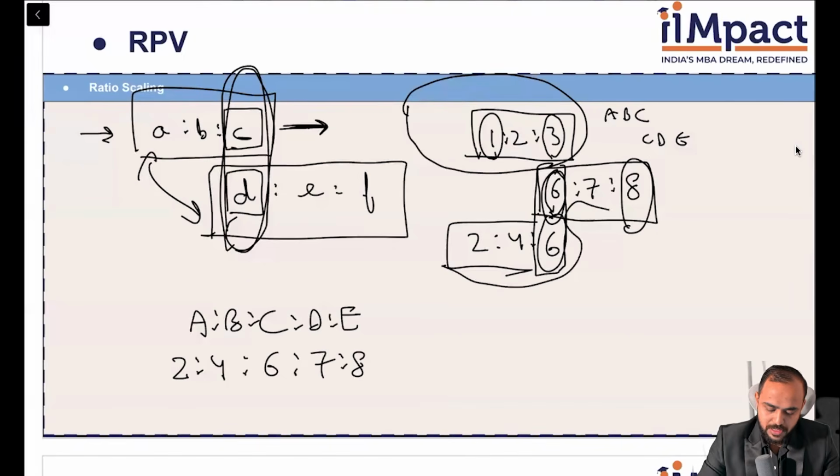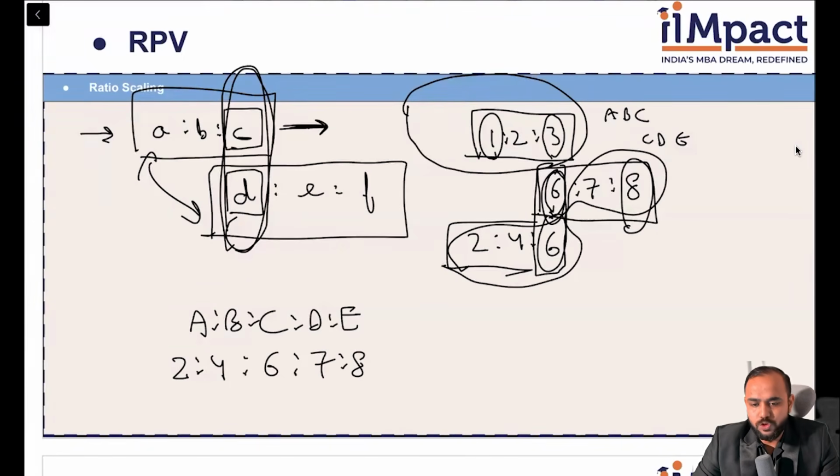So 2, 4, 6, 7, 8. This is what has to be done. Now obviously I've taken a more simple value just for demonstration. 3 and 6, it was very easy to see that you have to multiply with 2. However, the idea remains the same.